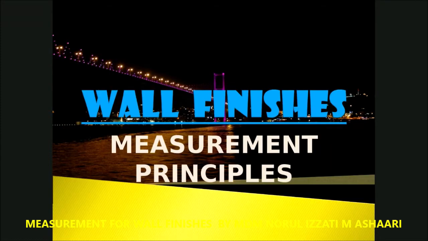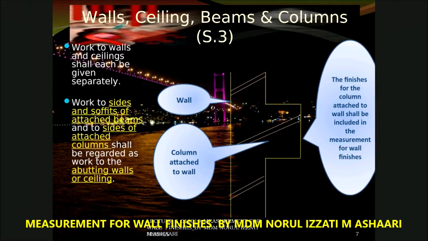Now let's go to the measurement principle. You can refer to your SMM under clause S.3. Under clause S.3, this is a main classification. Work to wall and ceiling shall each be given separately. What does it mean? If you have a wall that is attached to a ceiling, you have to decide whether this one will be under wall or this one under ceiling. That means the work for the ceiling and the work for the wall, even though stated under the same clause in SMM, you have to measure separately. Look at the word each. Shall each be given separately.